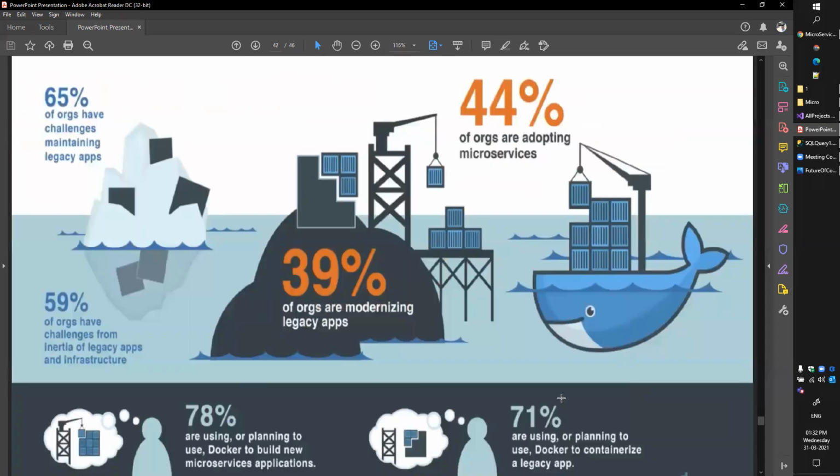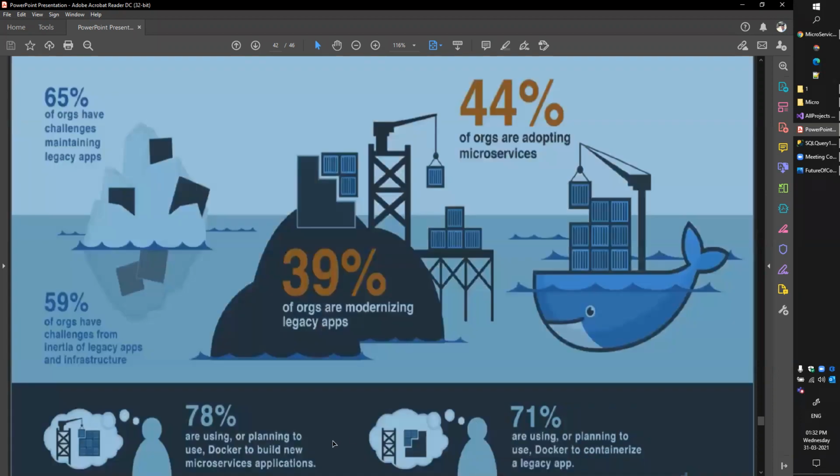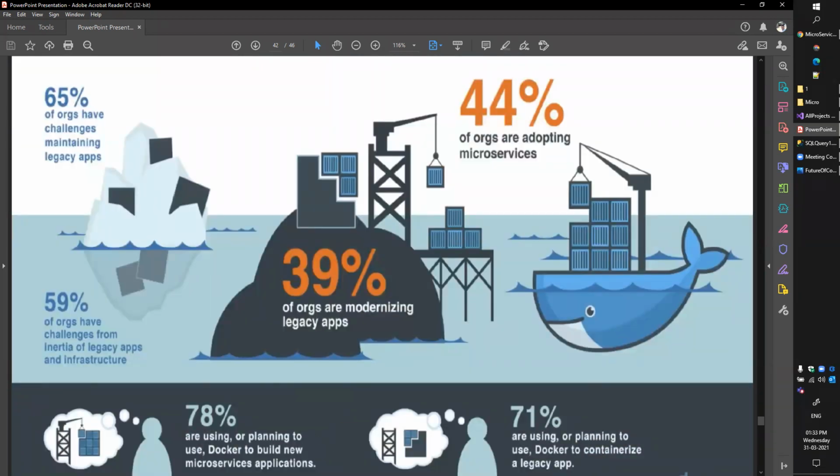And this is the slide I wanted to show, because I have copied it from one of the IBM presentations. We are facing the same issue. You can see here 44% of organizations are adopting microservices at the moment, and 39% of organizations are modernizing their legacy apps. 65% of organizations have challenges maintaining legacy apps, and Docker is so popular that 71% of industries are using Docker, and 78% of industry is planning to use either Docker or build new microservices architecture.